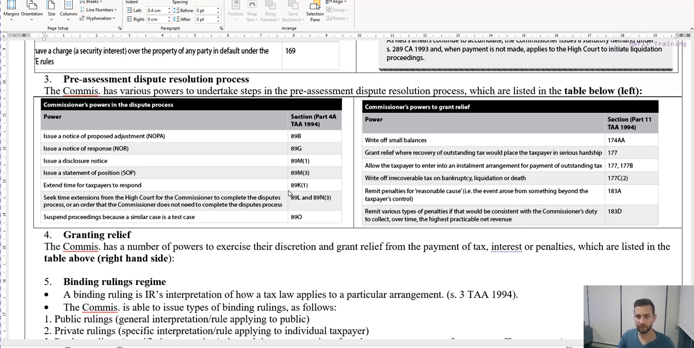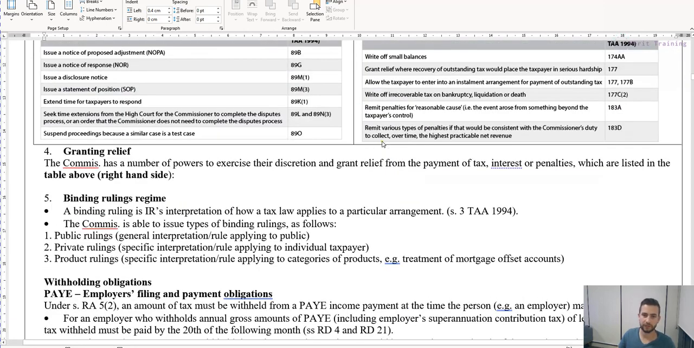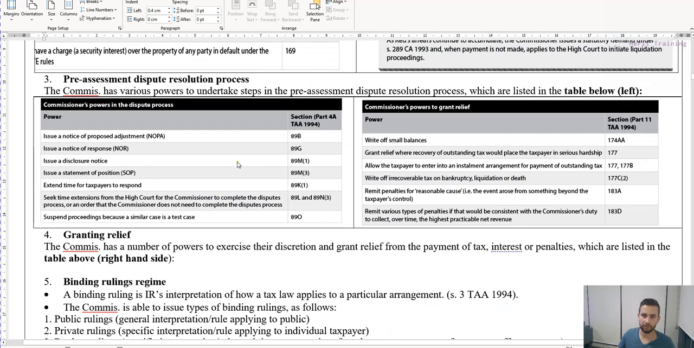They can allow the taxpayer to enter into an installment arrangement for payments of outstanding tax. They can write off irrecoverable tax on bankruptcy, liquidation, or death. They can remit penalties for reasonable cause, i.e. the event arose for something beyond the taxpayer's control. They can remit various types of penalties if that would be consistent with the Commissioner's duty to collect over time the highest practicable net revenue. So these are all powers that the Commissioner could potentially use to do good things, including reducing people's tax payables, whether that's due to hardship or just it being an immaterial amount.